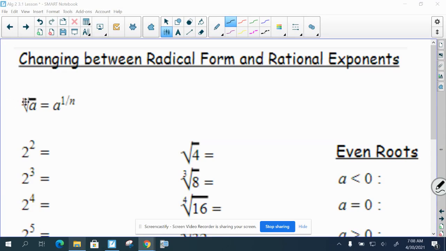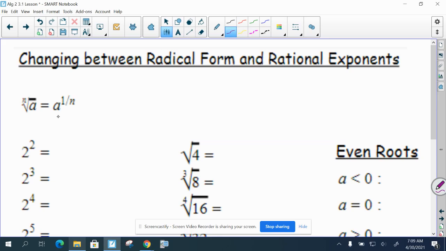Also, if you have radical form, so if you have the nth root of something, then to rewrite it as a rational exponent, you write a to the 1 over n. So n is the denominator, that's the root, or the index, and the 1 is the exponent. If a doesn't have an exponent, then you would just call it 1.